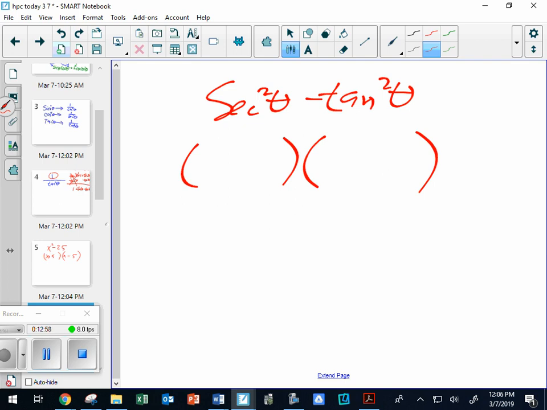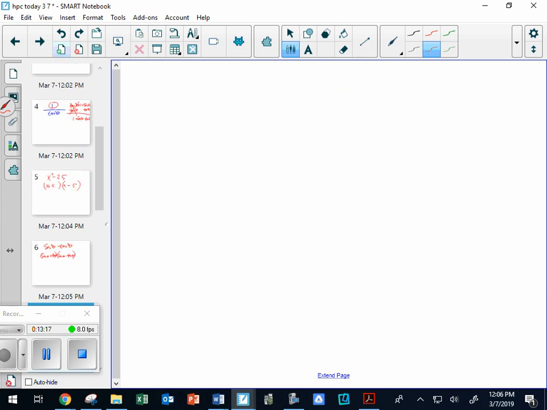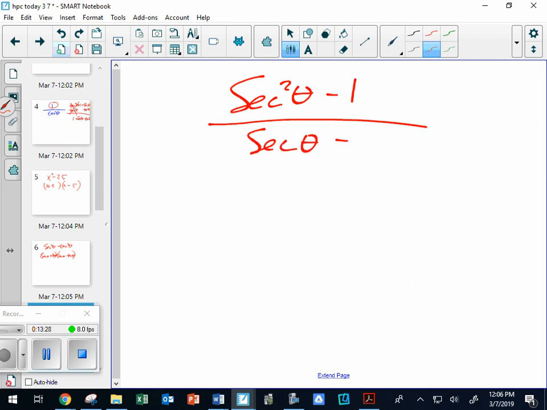All right, did you get secant theta and secant theta, and plus and a minus, and tangent theta and tangent theta? Raise your hand if you had that one right. Okay, awesome. Now let's see if you can get this one. It's very similar. Secant squared theta minus 1 over secant theta minus 1.